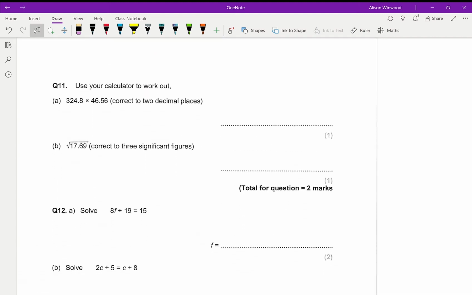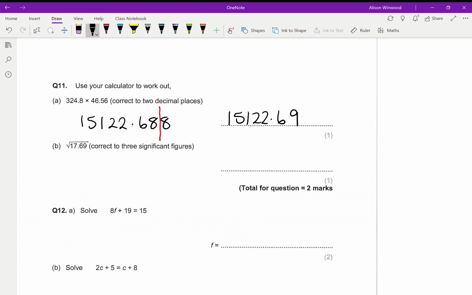Typing into the calculator. Calculator gives me 15122.688. Wants me to round it to 2 decimal places. There's my decimal point, 1, 2. The 8 is followed by an 8, so rounds up. So 15122.6, and then the last 8 rounds up to a 9.